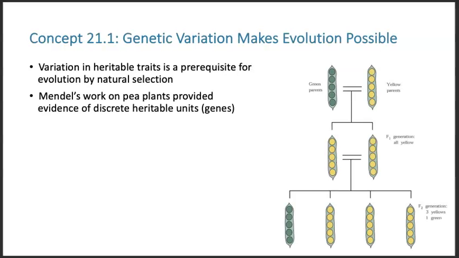Now remember, this part of the lecture is mostly about genetic variation and how genetic variation makes evolution possible. So variation in a heritable trait, again, heritable just means being able to be passed down, it's genetic, is absolutely required for evolution by natural selection. It's actually required for any kind of evolution, because remember that evolution is change in allele frequency. So if the genetics are all the same, then you can't have any change. And just a quick reminder that it was Mendel's work on pea plants that provided us with information about how those traits are inherited.